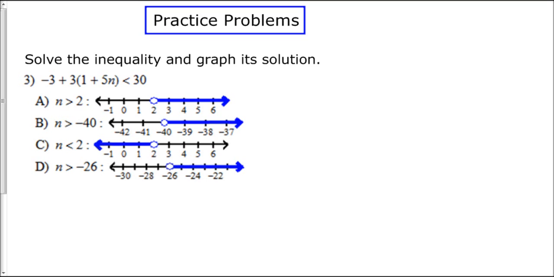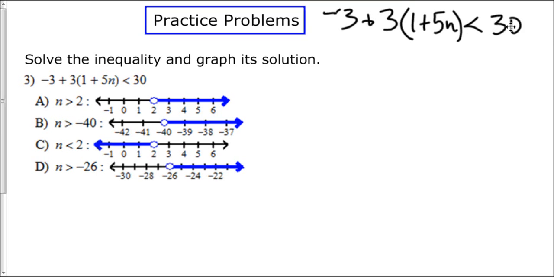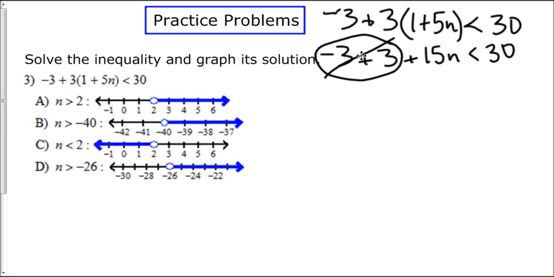Okay, to solve this one, I'm going to take negative 3 plus 3 times 1 plus 5n is less than 30. And I'm going to distribute: negative 3 plus 3 plus 15n less than 30. Negative 3 plus 3 just cancels out. And I want to divide both sides by a positive 15 here. n is less than 2.